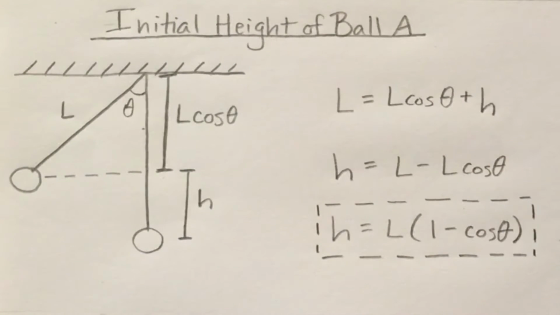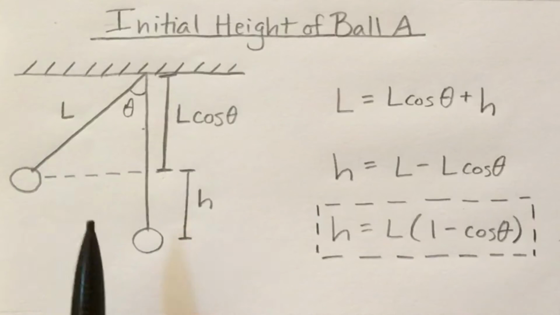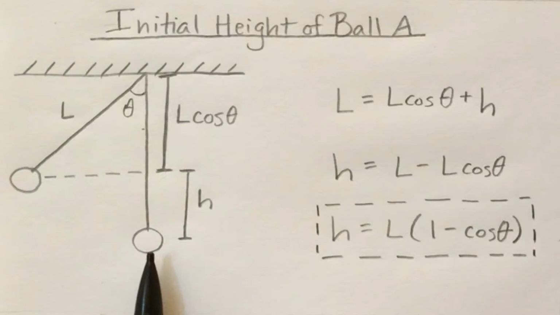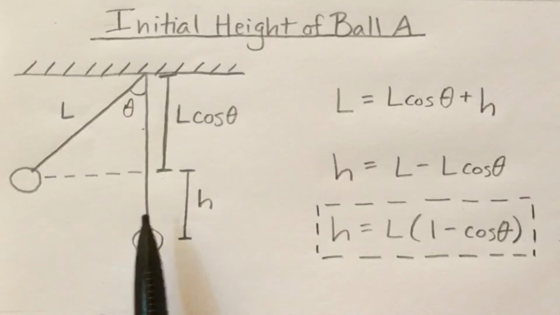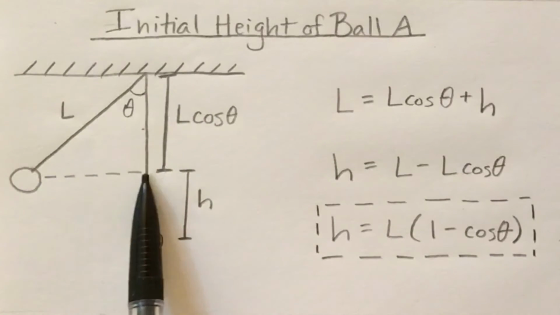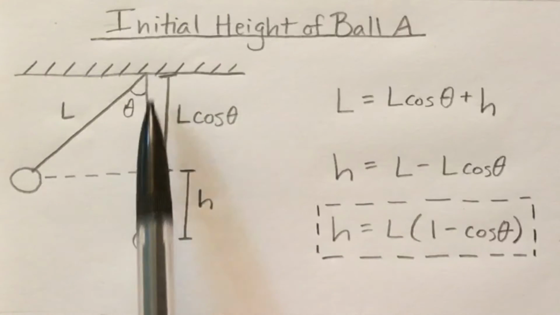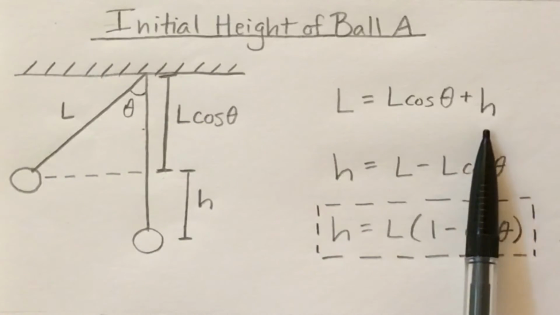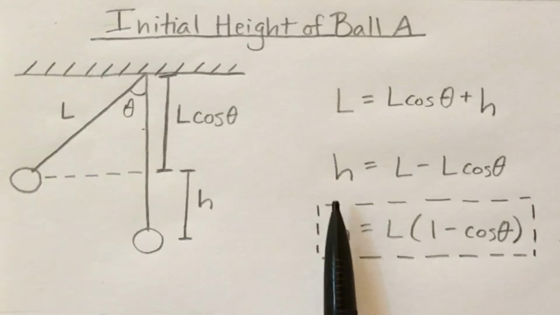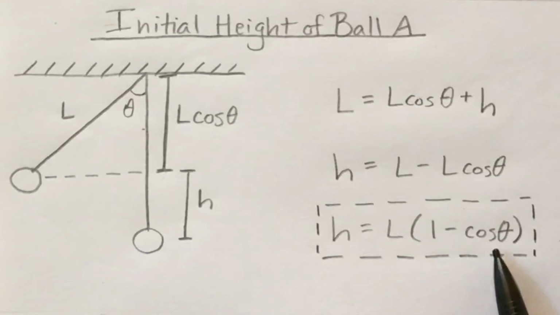The first step will be to calculate the potential energy of ball A before it's released. But before we can do that, we need to know how high ball A is from our reference height. Looking at this diagram here, we know that each of these strings has a length L. If we are to draw a triangle here, we can see that we can split up this length L into a distance L cosine theta here and some distance h, which I've written in equation form right here. We can then solve this equation for h and simplify to find that this height above the reference height of ball A is L times quantity 1 minus cosine theta.